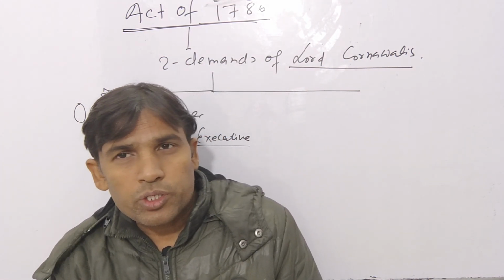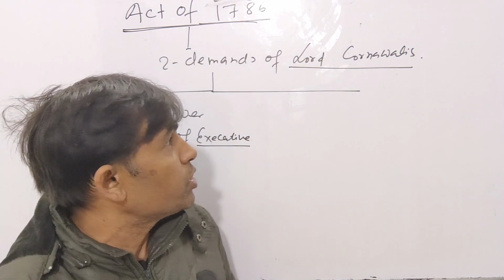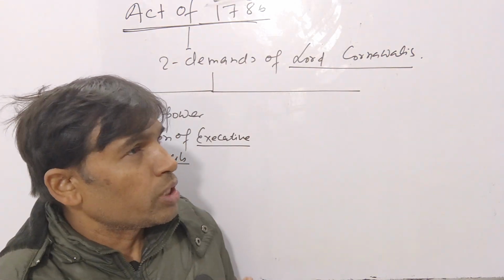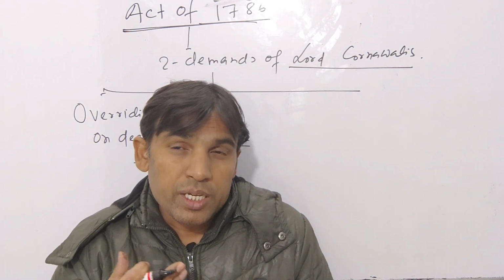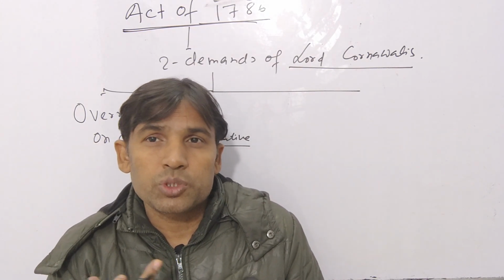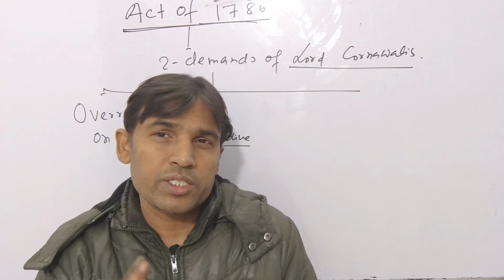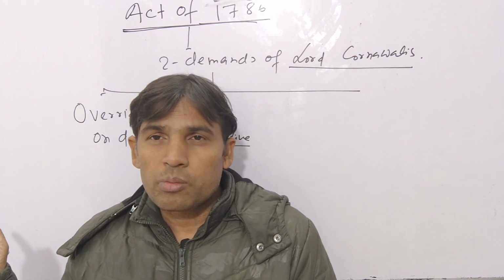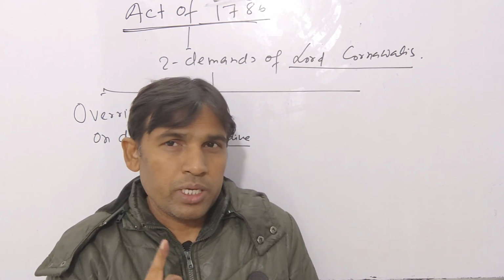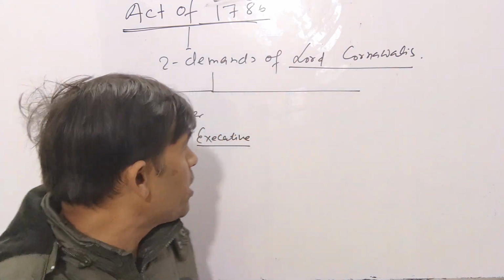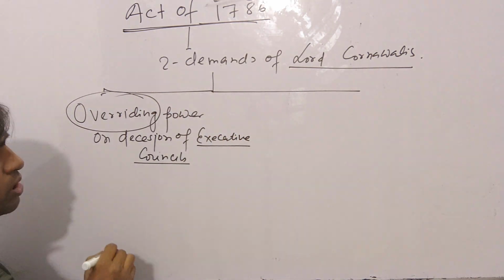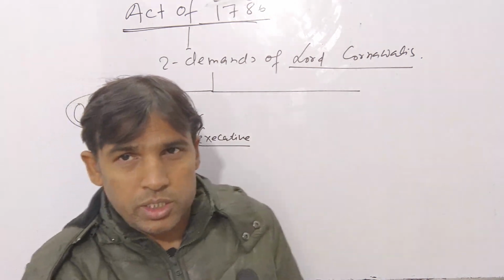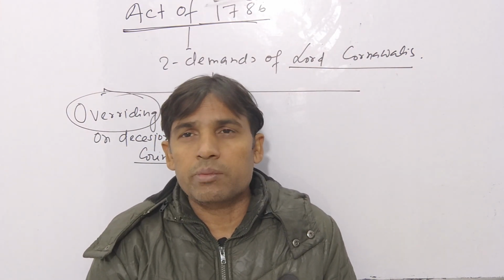So what happened during Lord Cornwallis's time? When he was to depart from England for India, he put forward the two demands. He asked that I would not work in such a condition as the earlier Governors General of Bengal worked, so I should be given such a power. So he was given a power. What? Overriding power. What does it mean? Overriding power means if any decision were taken by the executive councils. Here's an example, let me tell you once again.